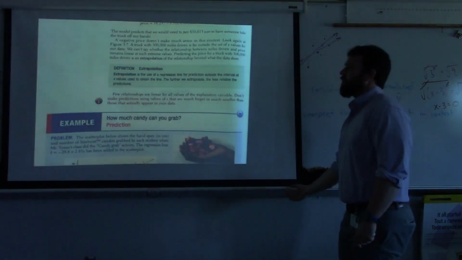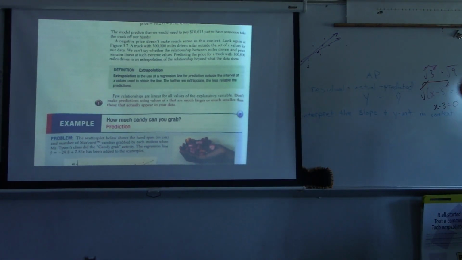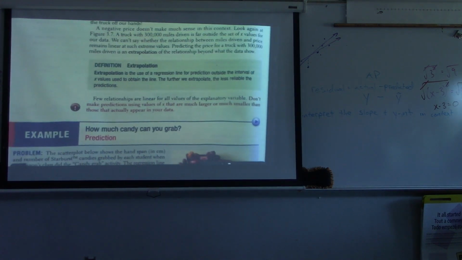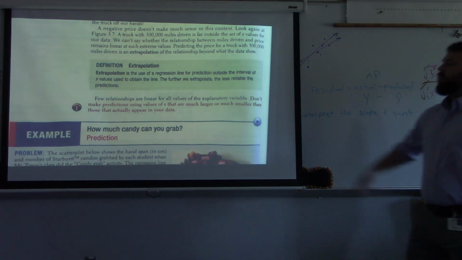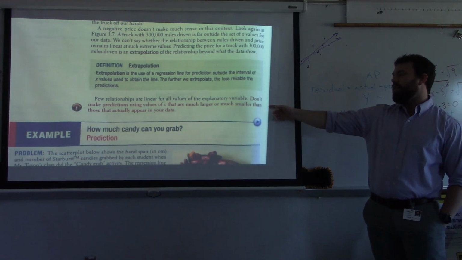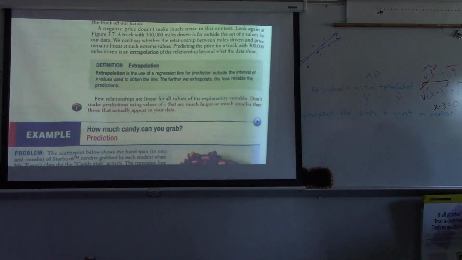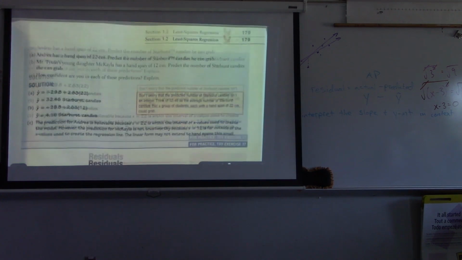Yeah, I'm gonna write it down in a second, but I want you to notice this. This information is in the textbook. Mr. Kenny's not making up random stuff. This is just good statistics. Extrapolation is the use of a regression line for prediction outside the interval of x values used to obtain the line. The further we extrapolate, the less reliable the predictions. Don't make predictions using values of x that are much larger or much smaller than those that typically appear in the data. Okay? And so you may have to use a judgment call in that sense.